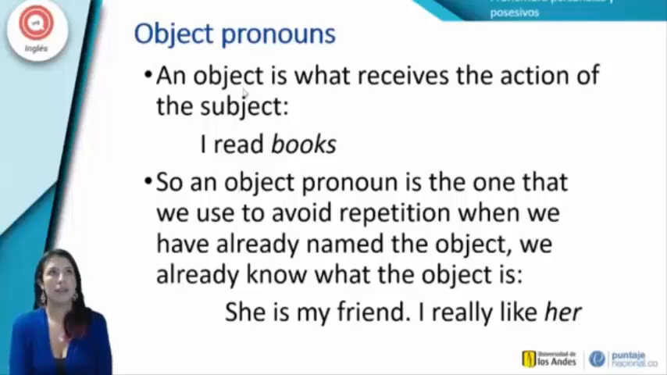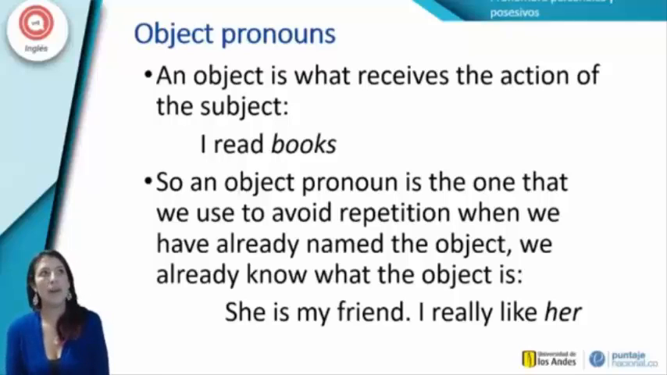Entonces, el objeto es el que recibe la acción que hace el sujeto. El sujeto aquí sería yo. I read books. El sujeto soy yo, la acción es leer y el objeto, que es el que recibe la acción, es books o libros. ¿Ok? Entonces, el objeto aquí es books. Vamos a ver cómo funcionan los object pronouns.